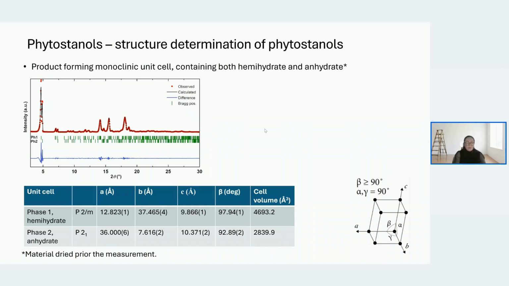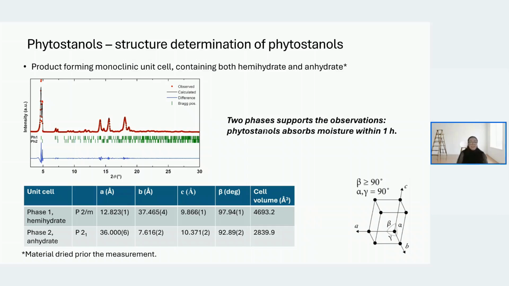So actually for this exercise, this XRD measurement was roughly 2 hours. So basically this is supporting the findings we discussed earlier, that phytostanols absorb moisture easily. So we ended up having two phases in this system. But practically the product is forming a monoclinic unit cell, and it's a combination of hemihydrate and anhydrate.